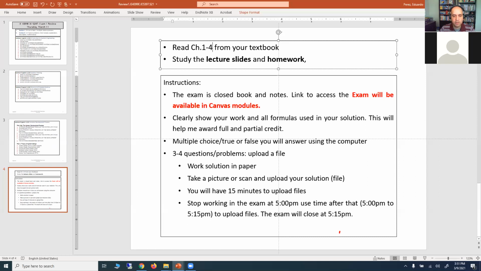As I mentioned already, you will have 15 minutes to upload the files. So make sure that you start working on the exam at 5 p.m. and that you use the time from 5 p.m. to 5:15 p.m. to upload the files. The exam will close at 5:15. So that's all I have in terms of the discussion about the exam. Now you have the opportunity to ask questions.